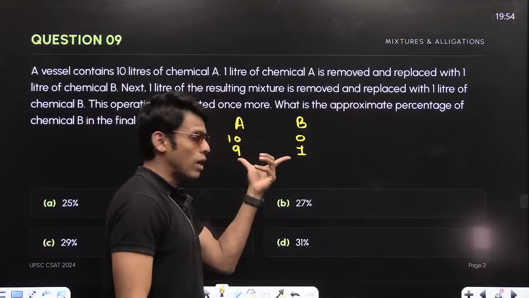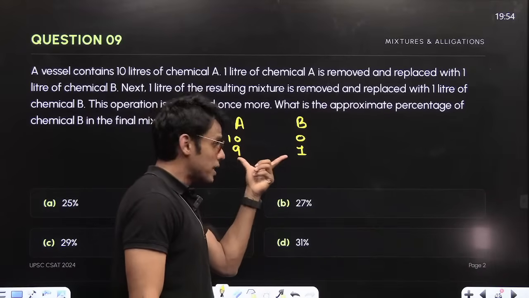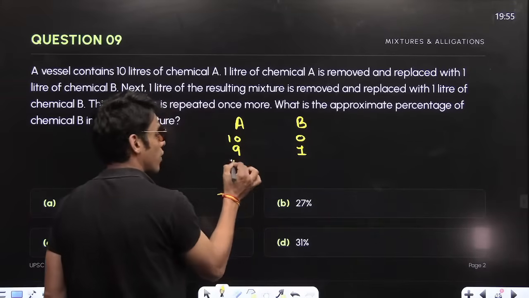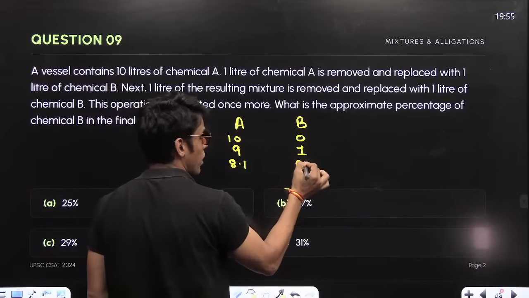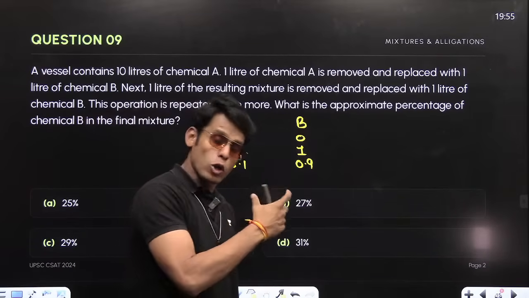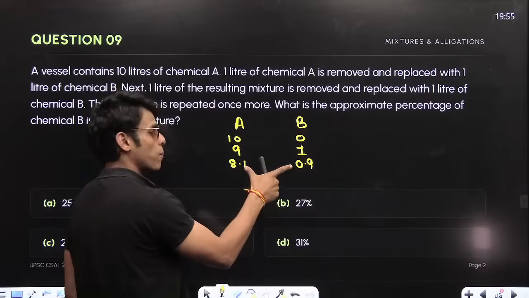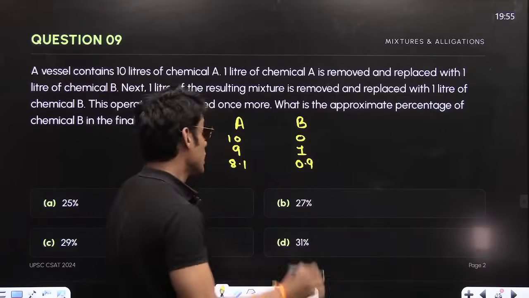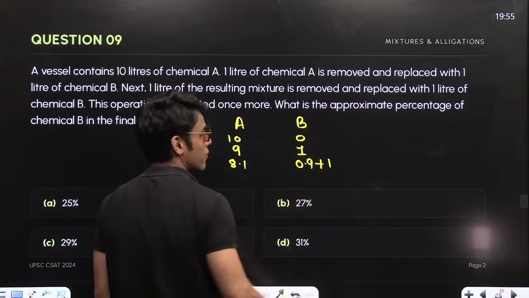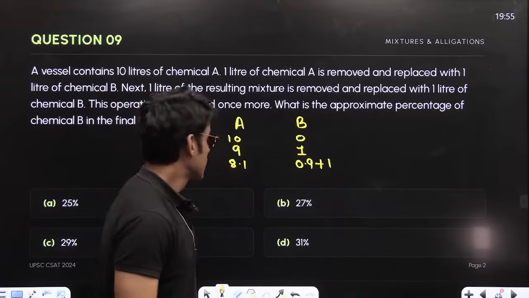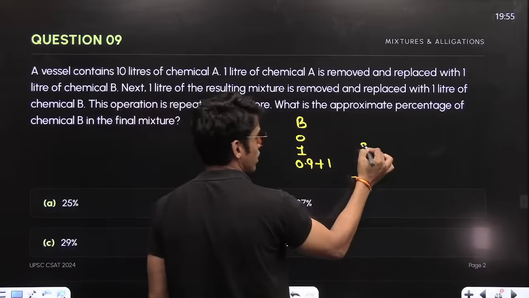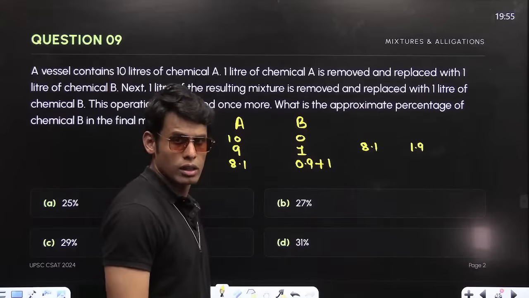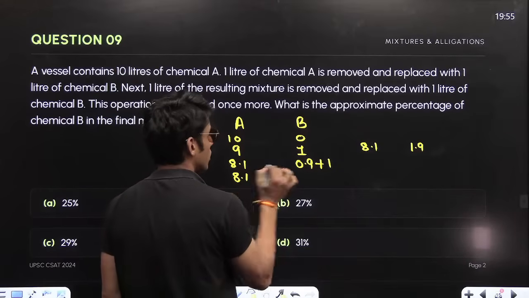Now, when you remove 1 liter from this mixture, since this particular ratio is 9:1, you will get 8.1 of A and 0.9 of B, because they will also be removed in the same proportion. Basically, their proportion will remain the same. So it is 9:1 here, and 9:1 will remain intact here. Now you are adding 1 here. So now you have 8.1 of A here, 1.9 of B here. Got it? So this is your mixture now.